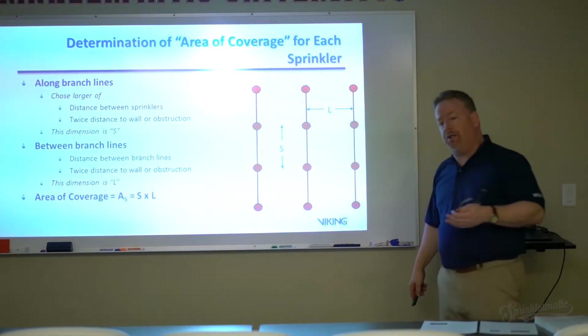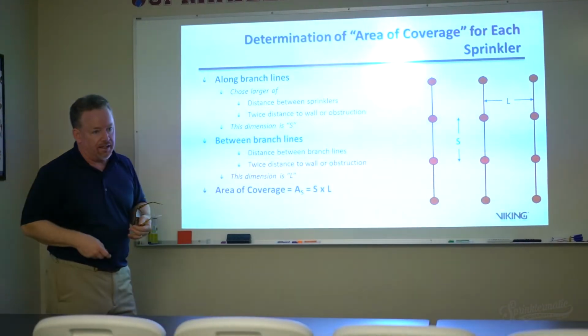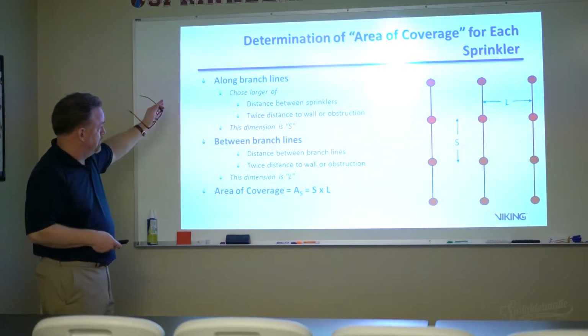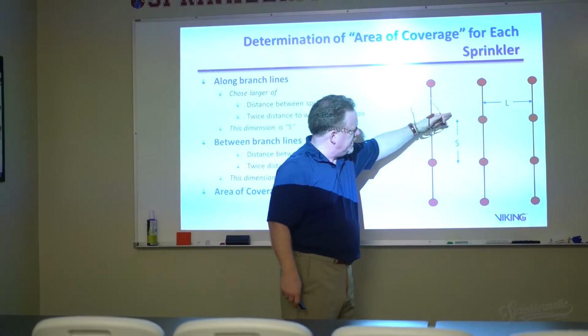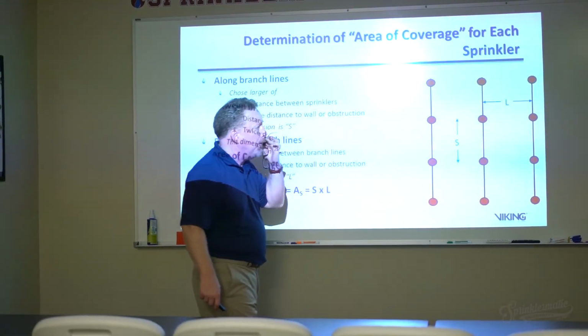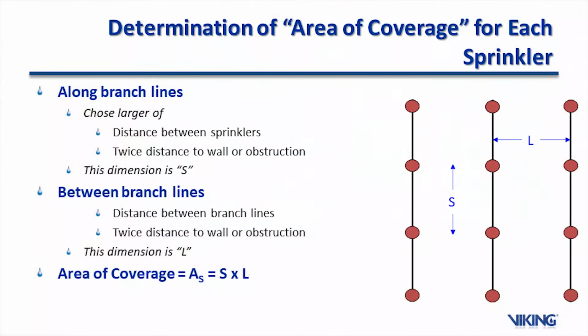So when we're determining the sprinkler area of operation, what's important to note is what we call the S times L calculation. Along the branch lines, choose the larger of the distance between sprinklers or twice the distance to the wall or obstruction, and this is the S dimension. So my S dimension is right here. S is the distance between sprinklers. And then between the lines, L is the distance between the branch lines and whichever is greater, twice the distance to the wall or the obstruction.